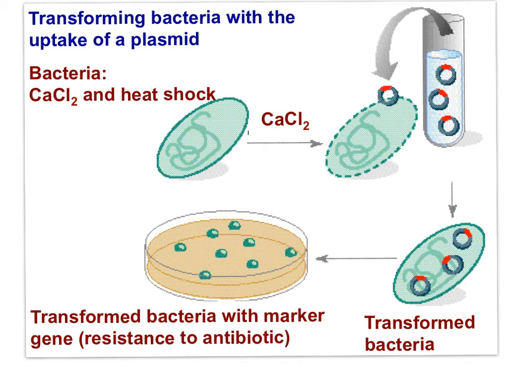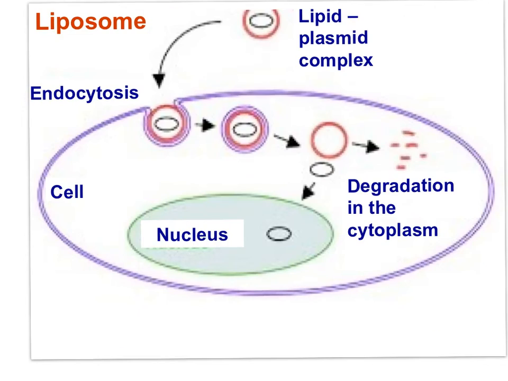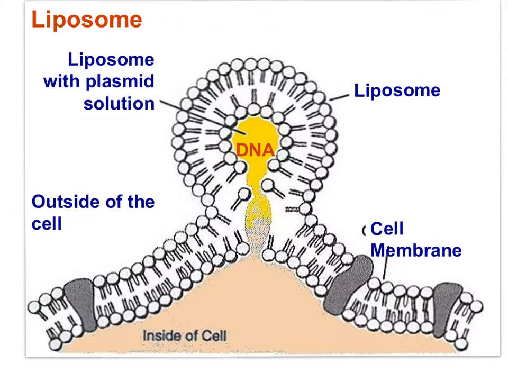Calcium chloride also serves to encourage the uptake of recombinant plasmids so that we have transformed bacteria that can be identified and used to industrially produce proteins. Liposomes are phospholipid membranes that enclose DNA and deliver it to the host cell. The liposome easily fuses with cell membranes to deliver the DNA to the host nucleus. Here we can see the liposome having merged with the host cell's membrane to deliver the DNA to the host cell interior.